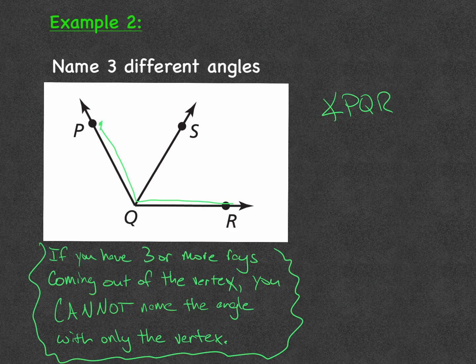All right, somebody else raise your hand. Sophie? She said SQR. Is that a different one, class? Yes. That's a different little corner. It's just a smaller corner instead of the big one. So it's angle SQR. And Kira, what's the last one? SQP. Is that one different than the other 2? Yes. So angle SQP. And that's it.